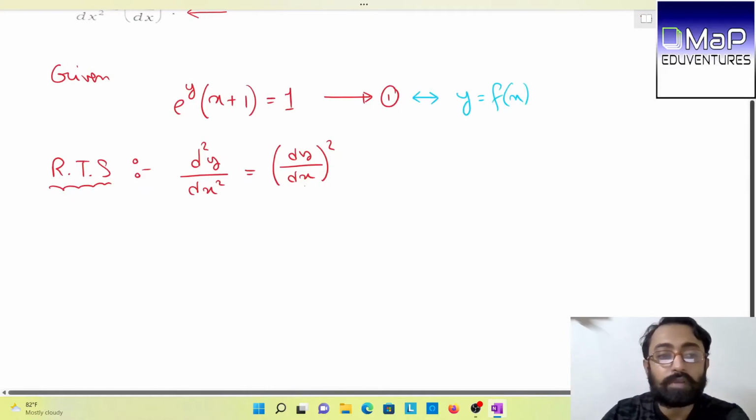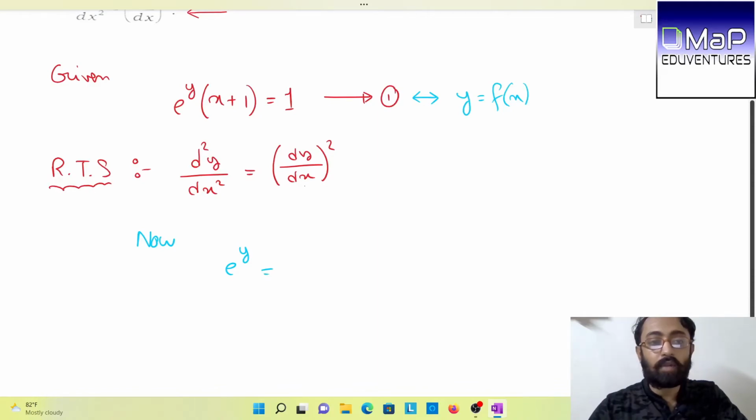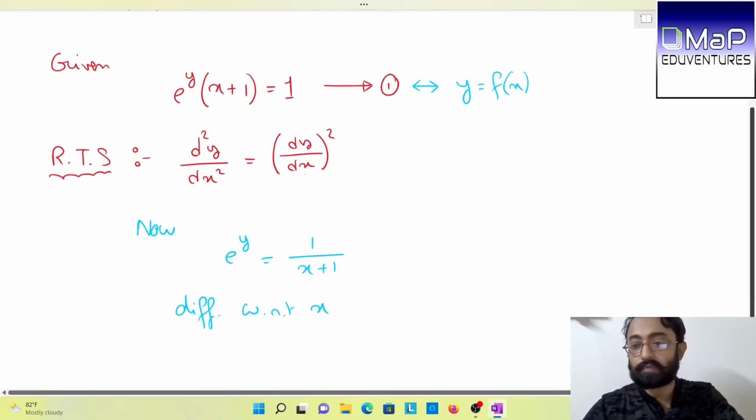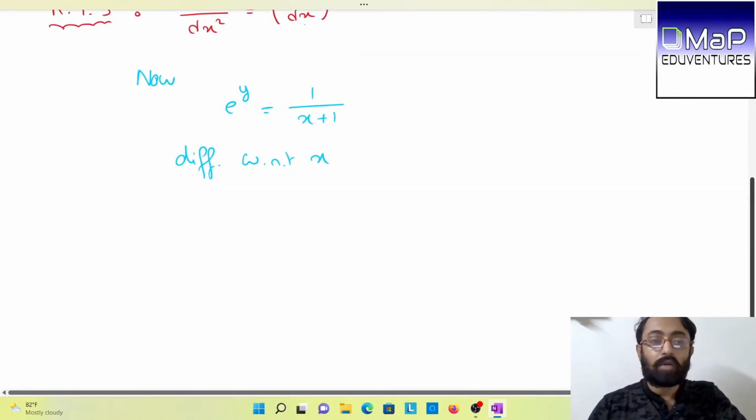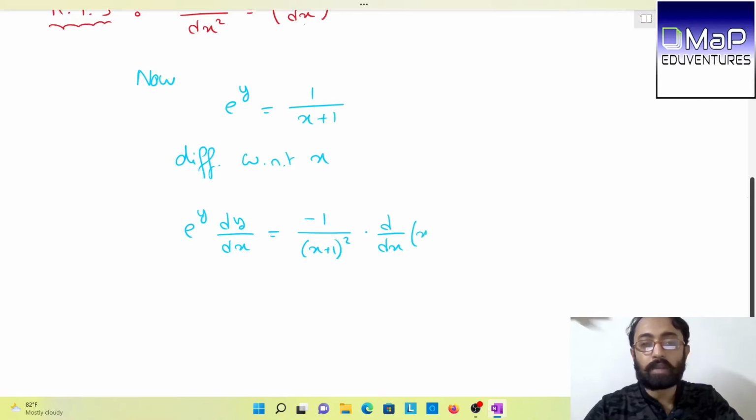After taking y equals to f(x), what happens if we differentiate? So e to the power y will be equals to 1 by x plus 1. Now differentiate. Differentiating with respect to x, on the left hand side we will have e to the power y dy by dx, and on the right hand side d/dx of 1 by x plus 1 will be minus 1 by x plus 1 whole square into d/dx of x plus 1.